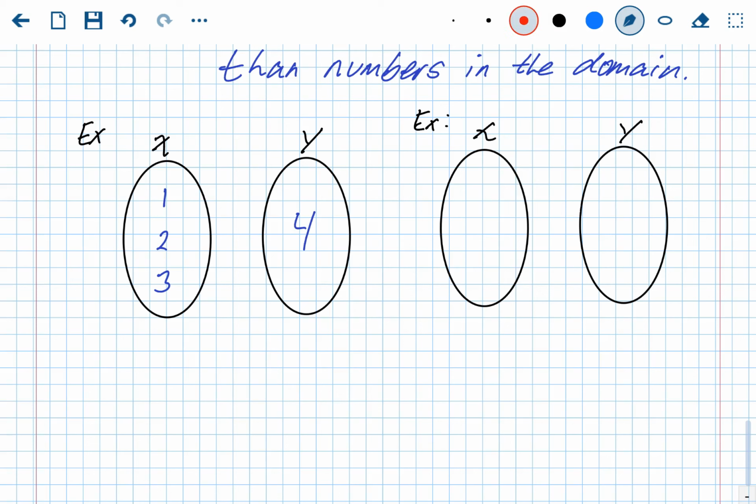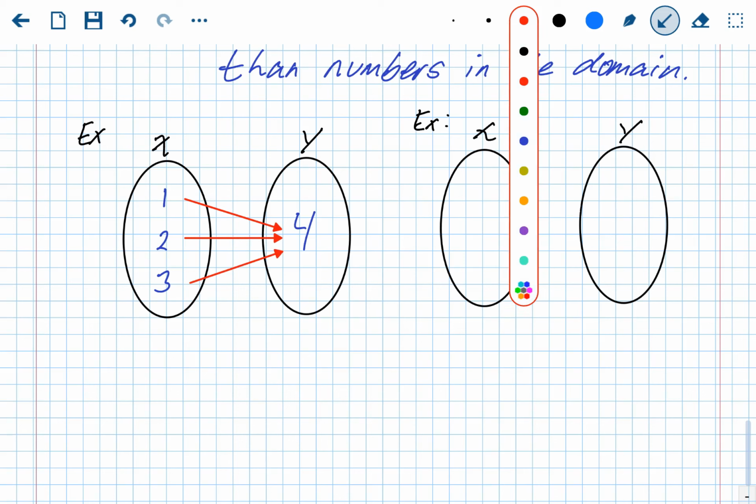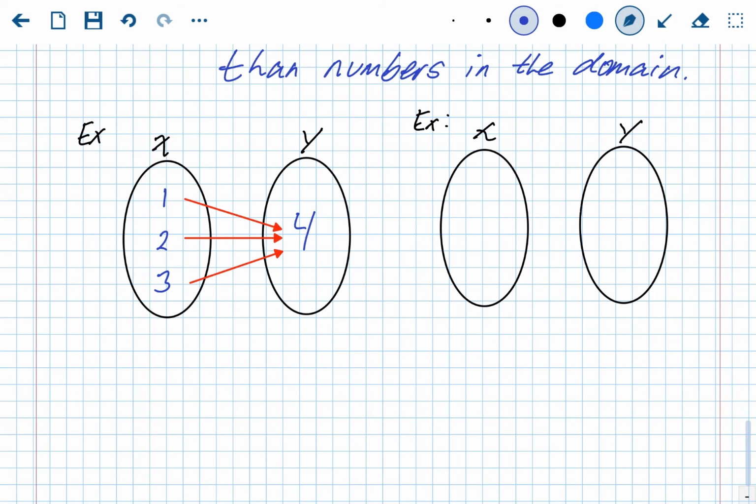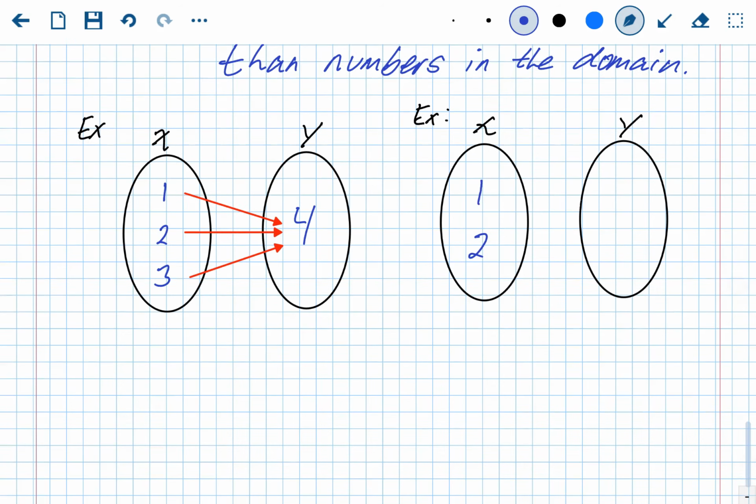And now I'm going to draw my arrows. And they're all going to point towards 4. All right, the second setup, I'm going to put 1, 2 in the X, 3, 4 in the Y.